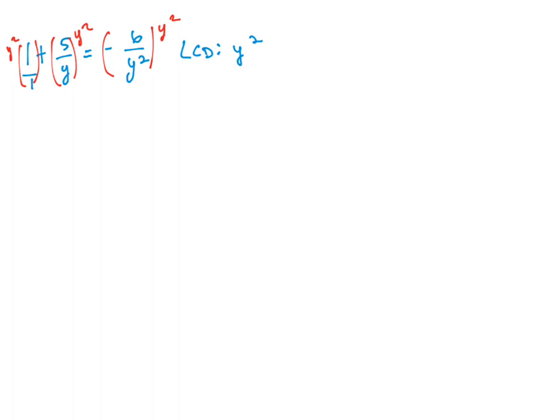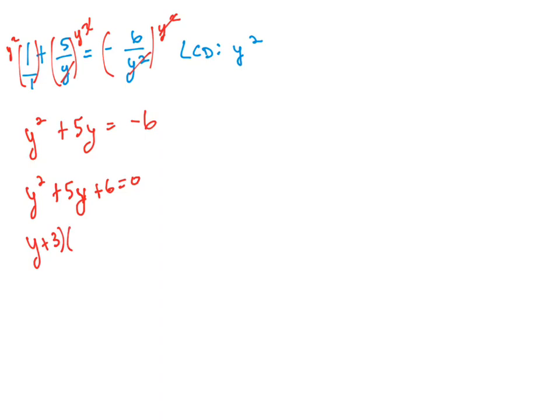Okay, so on the left, y squared times 1 is y squared. 5 over y times y squared, well, one of those y's is going to cancel, so I'm left with 5y, and then the y squareds cancel here. So this is a quadratic equation. When we have a quadratic equation, we want to set this equal to 0. Plus 6 is equal to 0. And then we're going to factor this. So y plus 3, y plus 2 is equal to 0. So I get y is equal to negative 3, y is equal to negative 2.